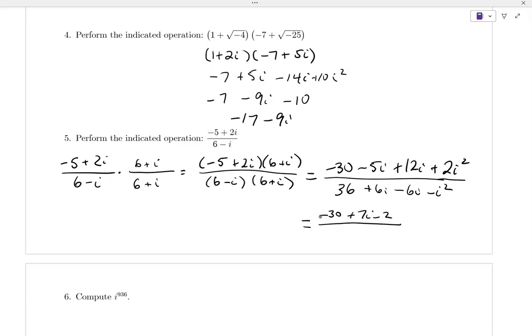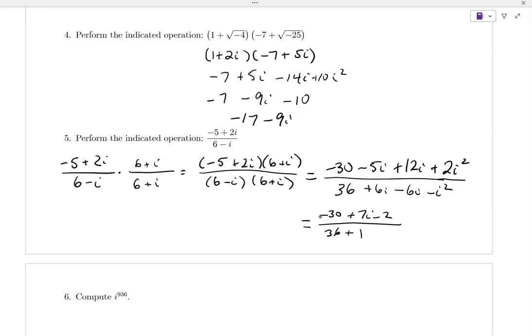On bottom, the plus 6i and the minus 6i cancel each other out, which has to happen. If you're doing this right, that always happens. Minus i squared becomes what? So the i squared is negative 1. We got a minus, so it's going to be plus 1. Okay, good.